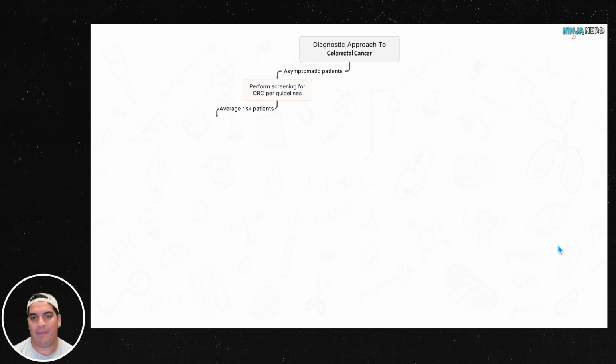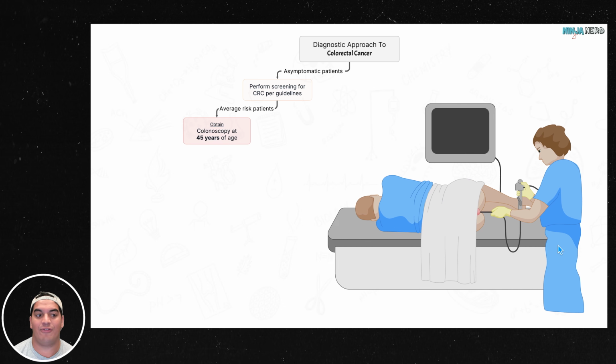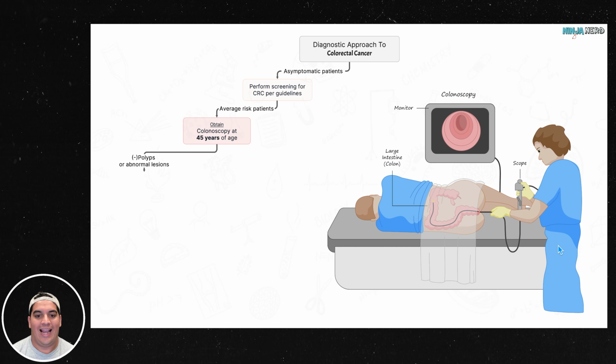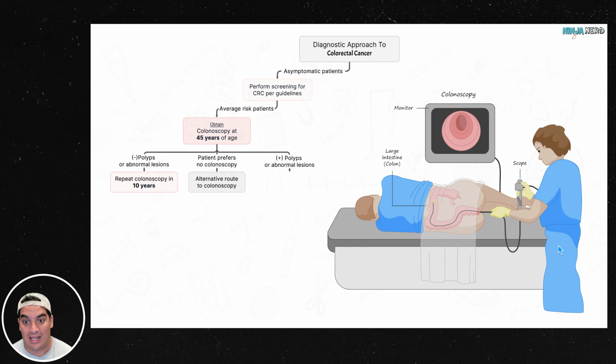So for average risk patients, we prefer around the age of 45 to do a colonoscopy for the first time. All right. And if you don't have any polyps, you don't have any abnormal lesions, great. You can come back in 10 years. If the patient doesn't want to do a colonoscopy at all, there are options for them. There are alternative routes and we can talk about that. But if they do have a polyp or an abnormal lesion, based upon that, they may have to come back before 10 years.